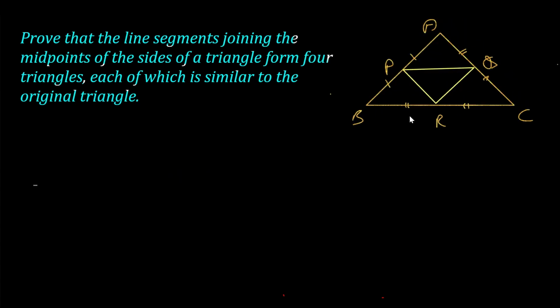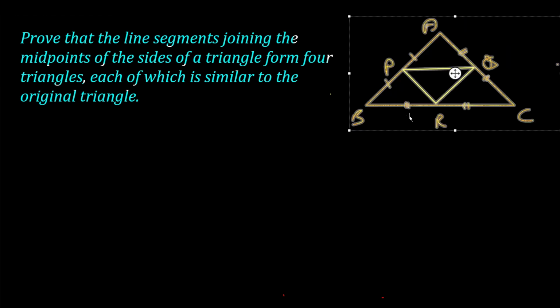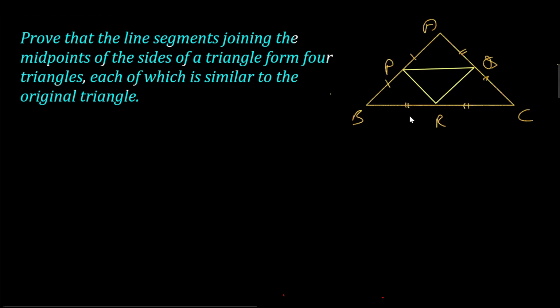Now we are going to use the midpoint theorem over here, the midpoint theorem that you have studied in class 9th. So what we know is that the line joining the midpoints of two sides of a triangle, I repeat, the line joining the midpoints of two sides of a triangle is parallel to the third side, and it is half the third side. So this way I can say that by the midpoint theorem, PQ is parallel to BC, and PQ is half of BC.